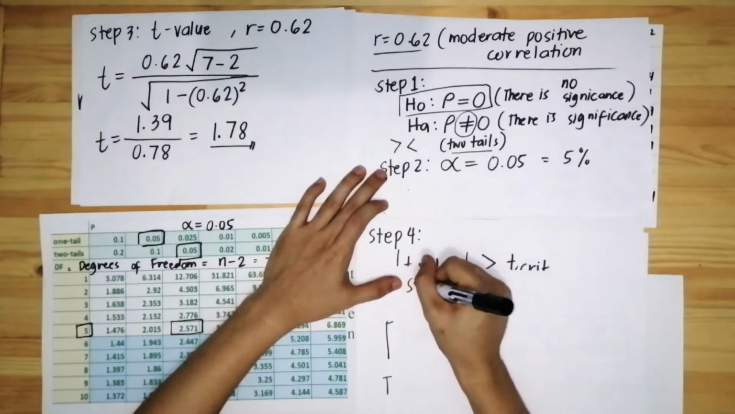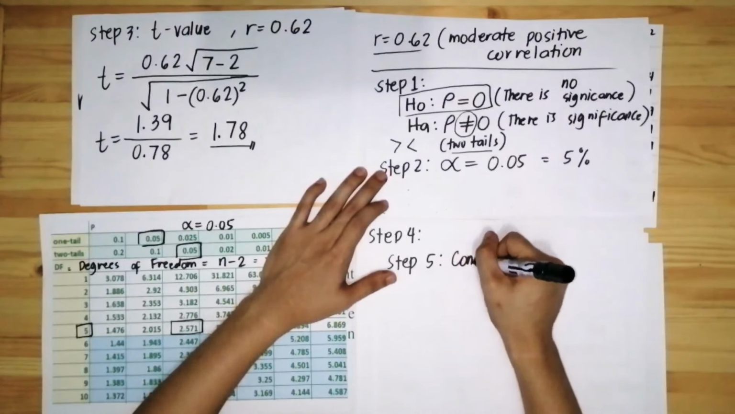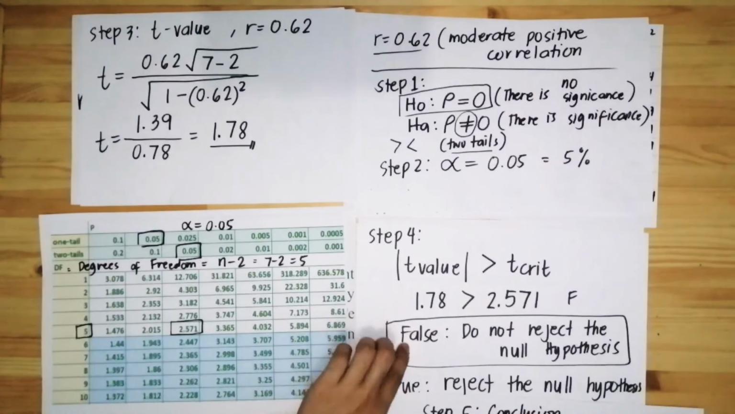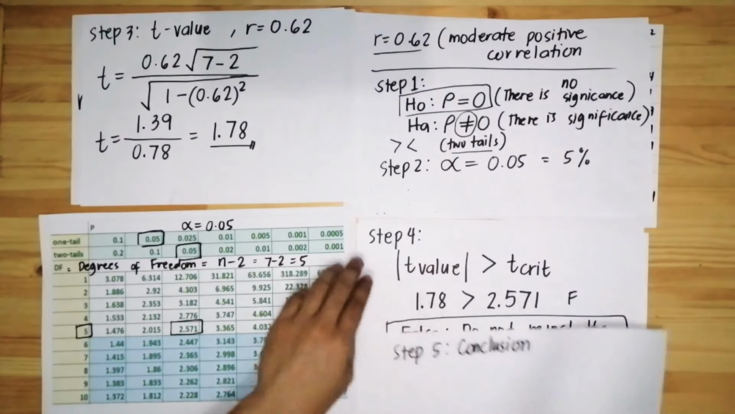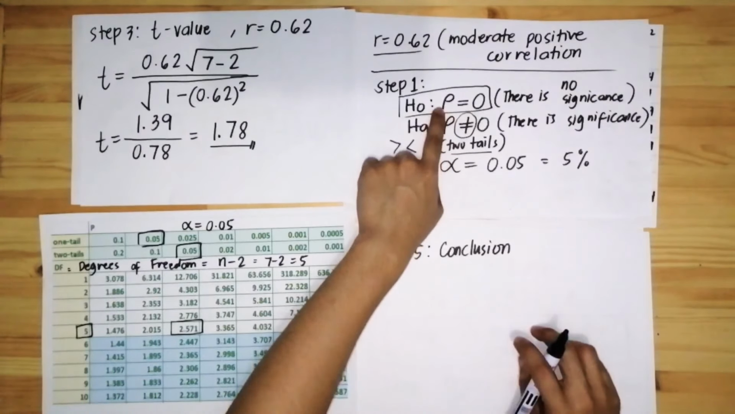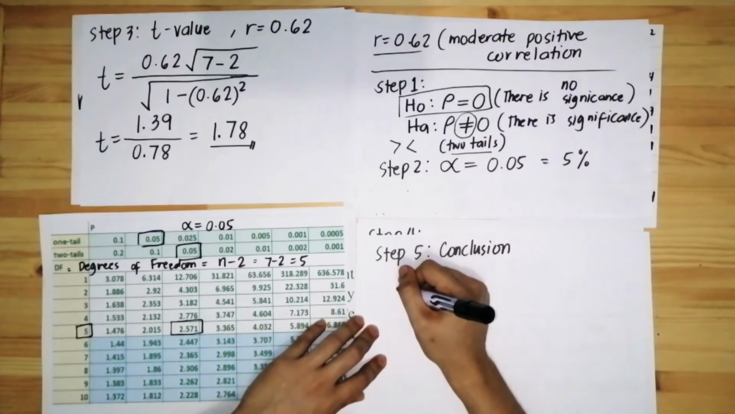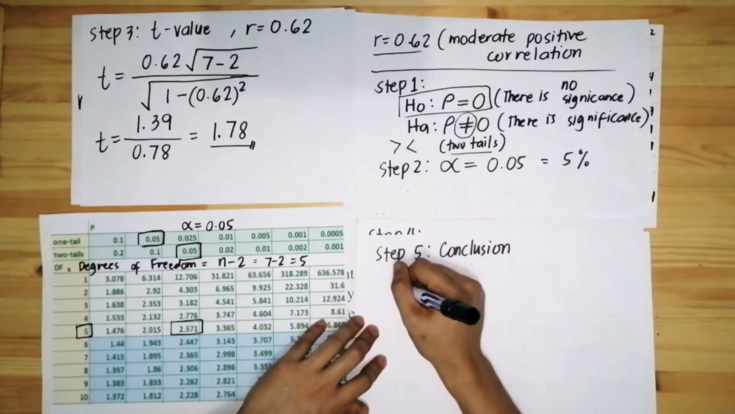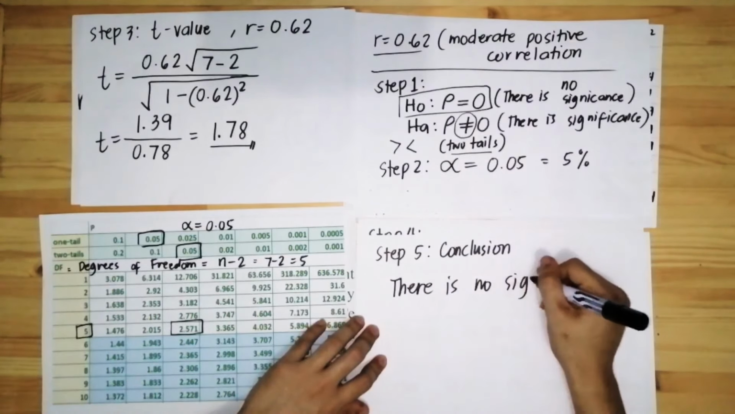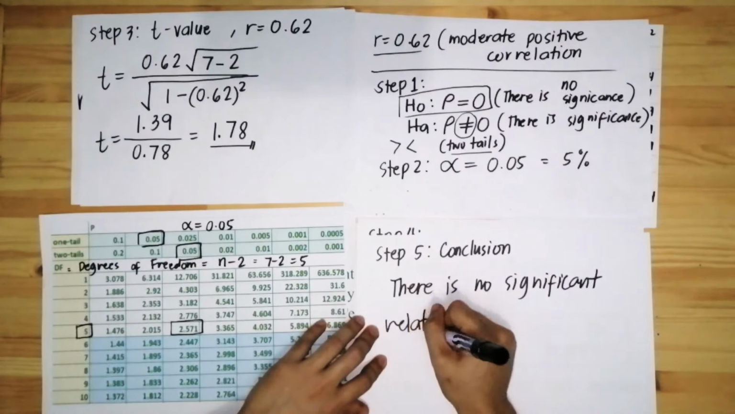Okay? For step number 5, conclusion tayo. Conclusion. So since ang naging sagot natin ay false, we will not reject the null hypothesis. Our null hypothesis is this. Population parameter equals 0. Mean to say there is no significance. So lagay lang natin dito, there is no significant relationship.